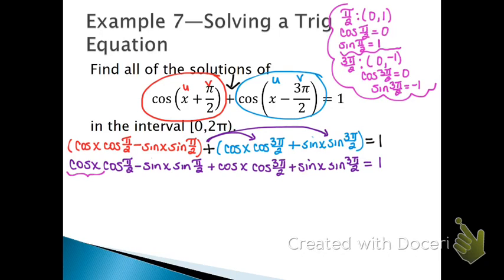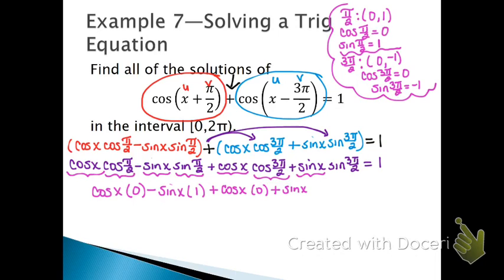Alright, so cosine of x, it's just cosine of x, times, what's cosine of pi over 2? You told me up there in the think bubble it is 0, minus, we've got sine of x, times, what's sine of pi over 2? Okay, plus, we have cosine of x. And what is cosine of 3 pi over 2? So times 0, plus, we have sine of x, times, what is sine of 3 pi over 2? This is still equal to 1.